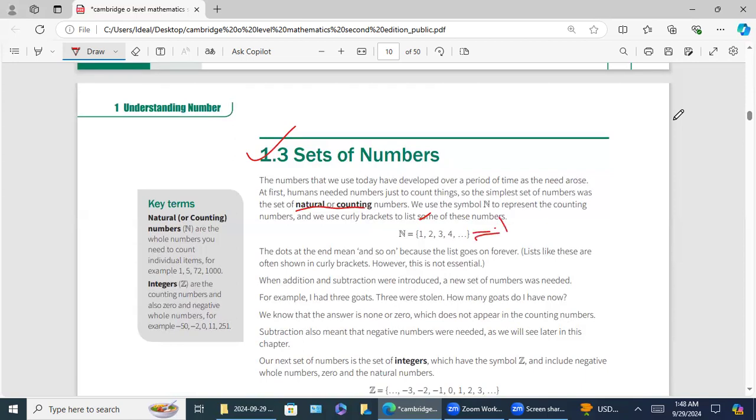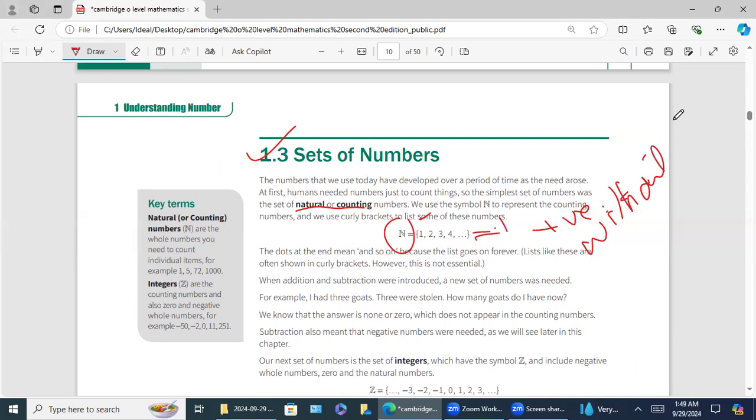The number must be positive and without fraction. This type of numbers are called natural numbers. I wanted to discuss the number set first, then we are going to explain all the well-known number sets.